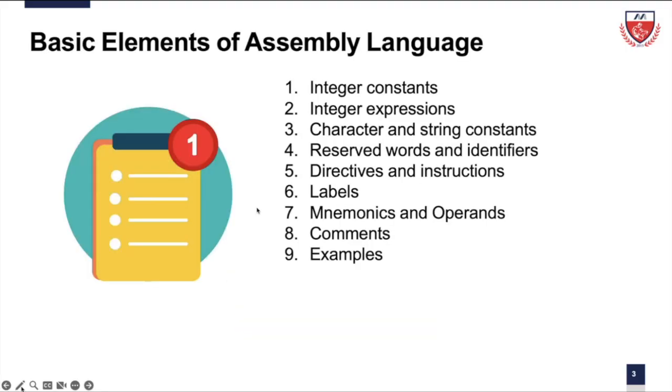So here are some of the basic elements of an assembly language. One is the integer constants, integer expressions, character and string constants, reserved word identifiers, directives and instructions, labels, mnemonics and operands, comments, and examples. So we are going to be familiar or acquainted with some of its examples in the assembly language. Okay.